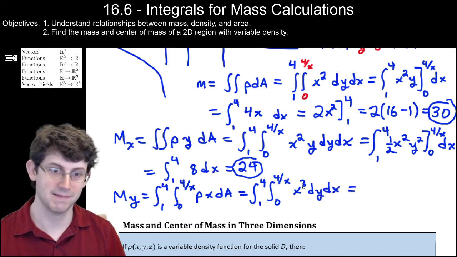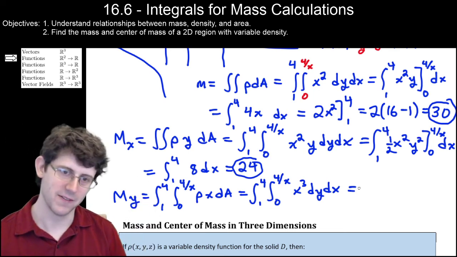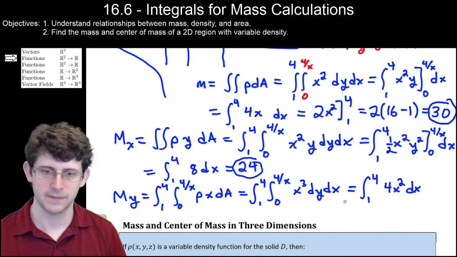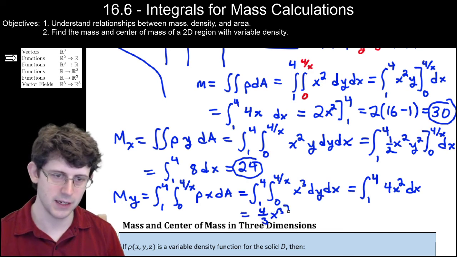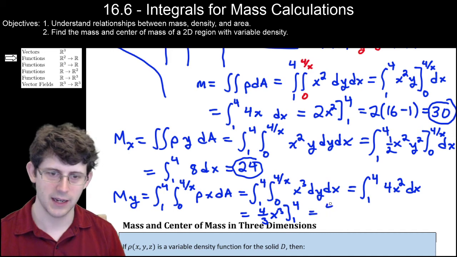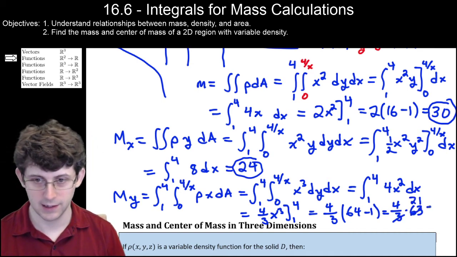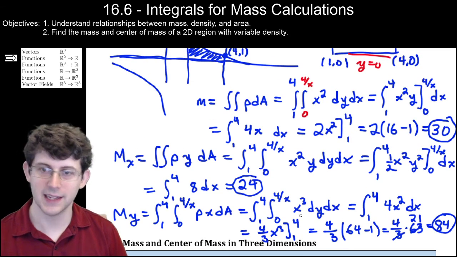Here's x squared x. Okay, this integral is x cubed y. I plug in 4 over x, so I'm going to have 4x squared dx. This comes out to 4/3 x cubed from 1 to 4. So I have 4/3 of 64 minus 1. It's 4/3 times 63. So I get 84. Okay, now these are not the final answers.